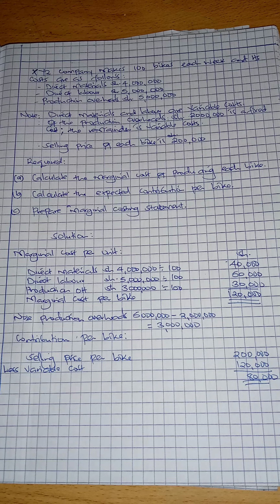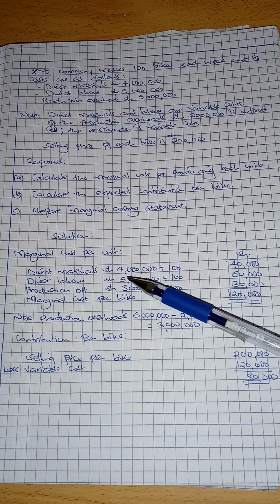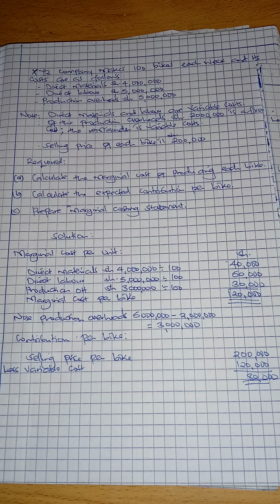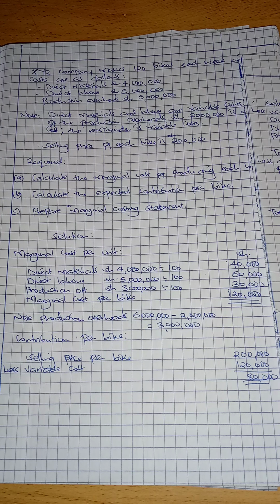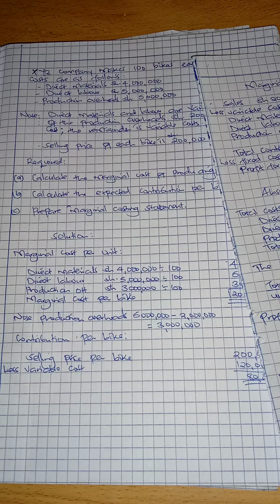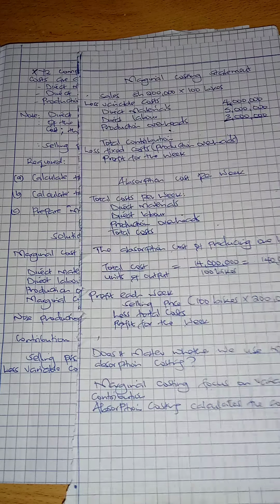Let's go to C. Prepare a marginal costing statement. The earlier one was the marginal cost of producing each bike, so this is the marginal cost per unit. What you are going to do is prepare a marginal costing statement for the 100 bikes, not per bike, but for the 100 bikes. So this is what you'll have.